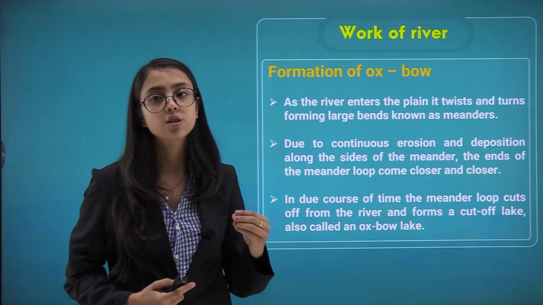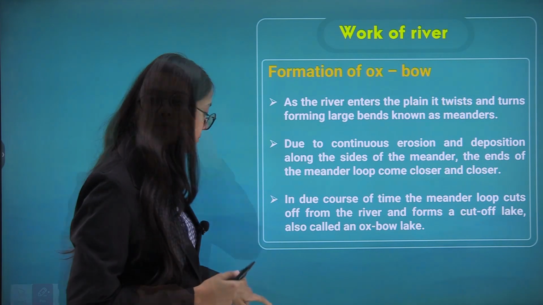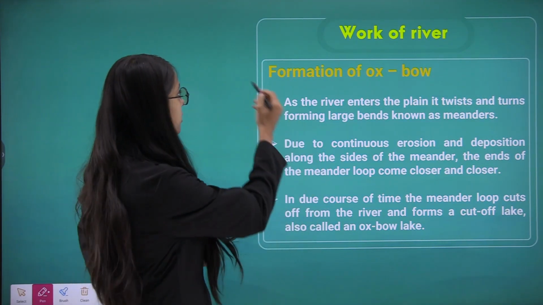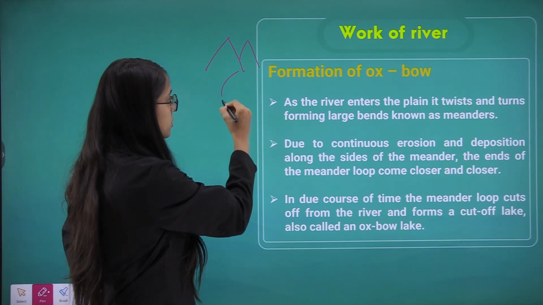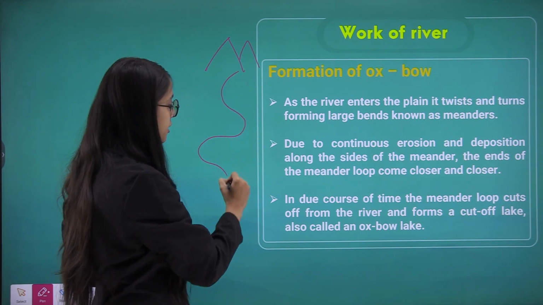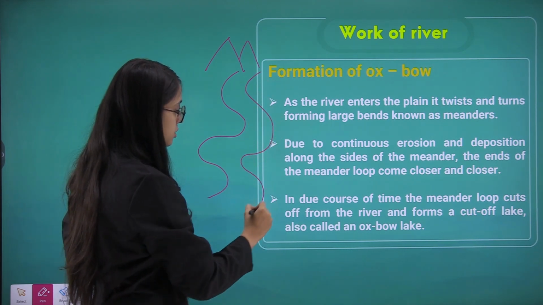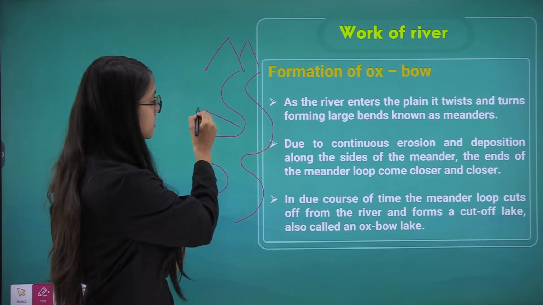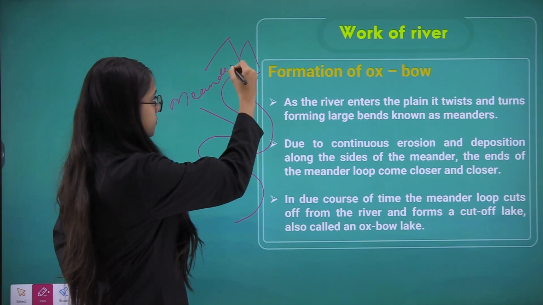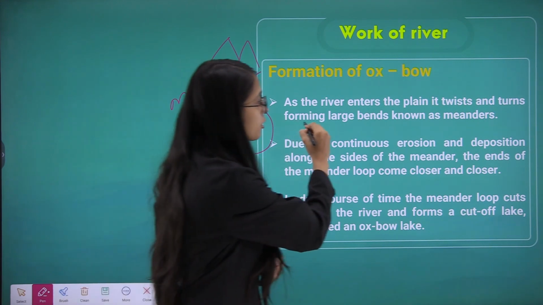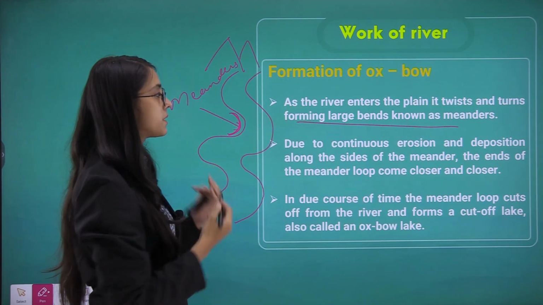Due to continuous erosion and deposition of soil along the sides of a meander. For example, if a river is flowing from these mountains, it is never in a straight form. It is in the form of twists and turns. These twists and turns are known as meanders. The forming of large bends is known as meanders. So, this bend is known as a meander.